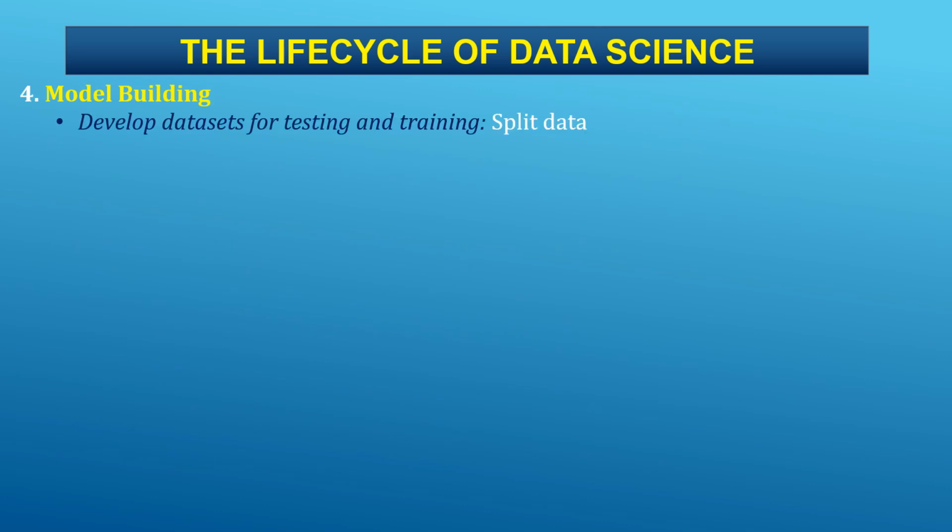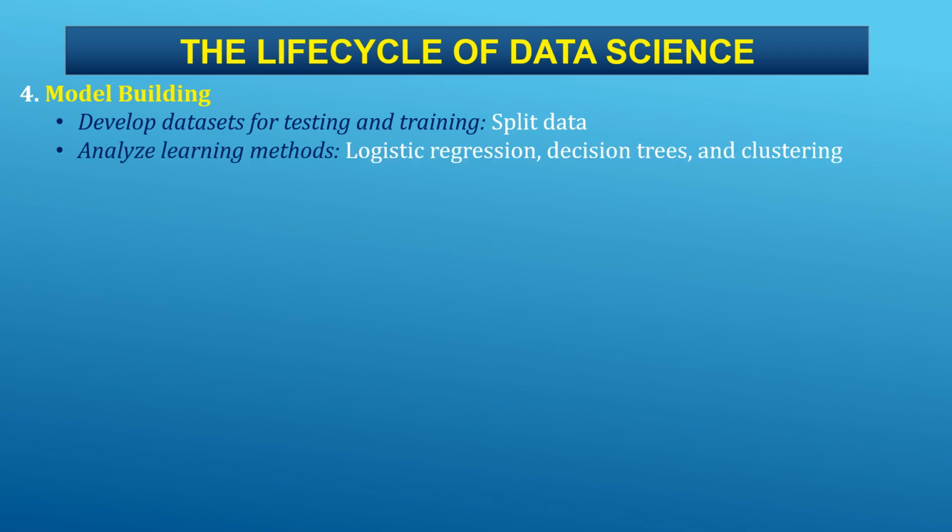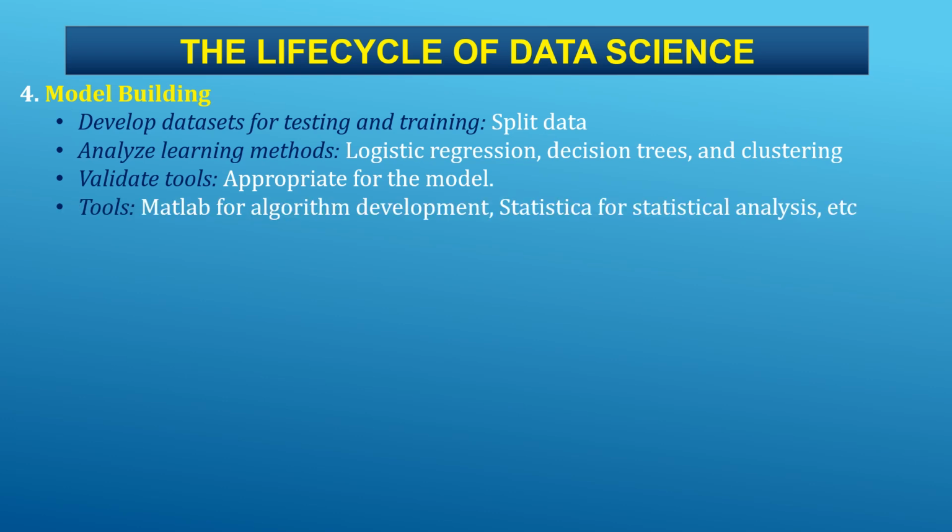Model building: develop a database for testing and training, split data into training and testing sets, analyze learning methods, and evaluate algorithms like logistic regression, decision tree, and clustering methods. Validate tools, ensuring the chosen tools are appropriate for the model. Tools: MATLAB for algorithm development, Statistica for statistical analysis, Weka for machine learning, Alpine Miner for advanced analytics. Build a logistic regression model to predict customer churn and validate it with the data set.